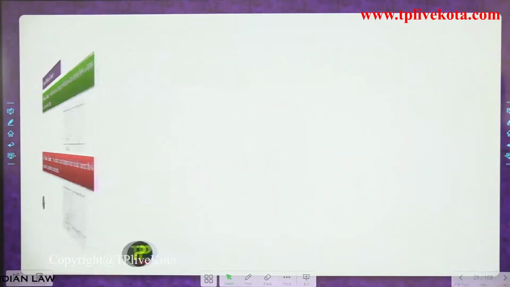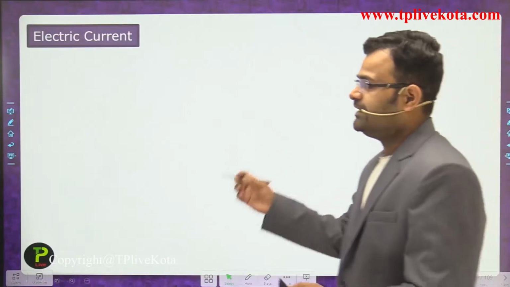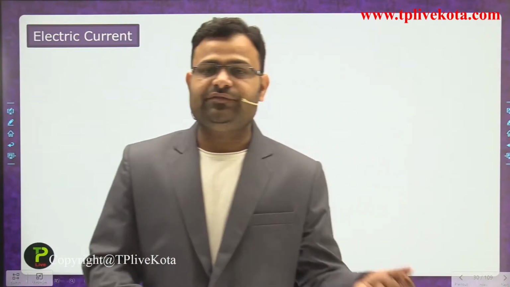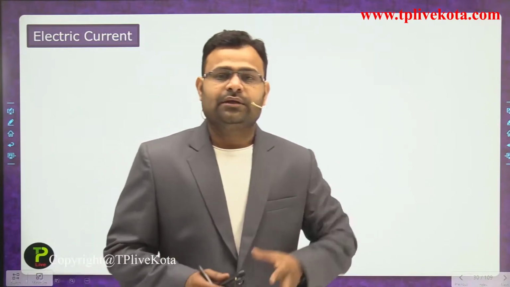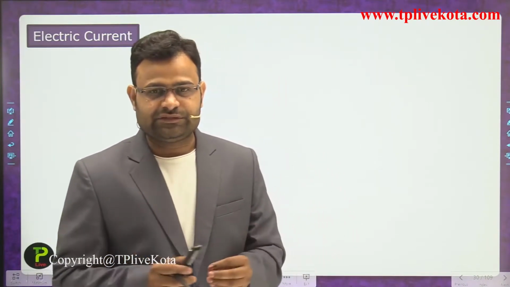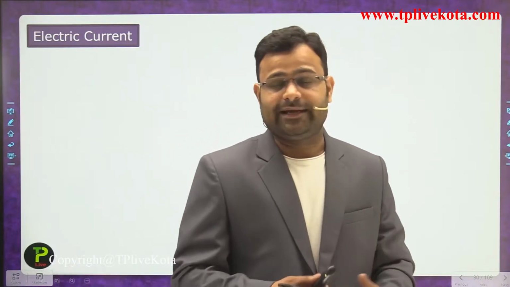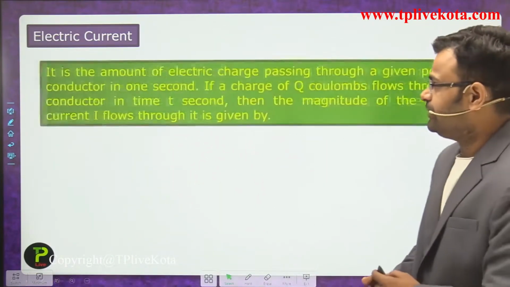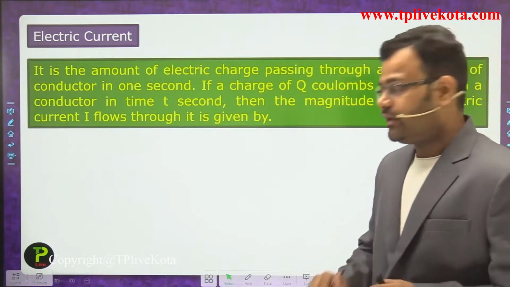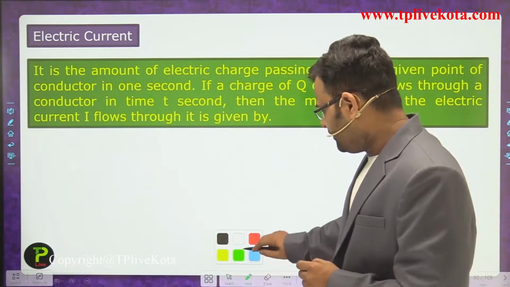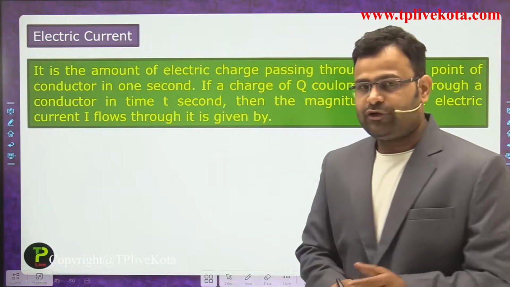Now we are moving to a new point, that is electrical current. Previously we discussed that when the circuit is complete and the switch is closed, current will flow. So what is current, guys? Now write the definition. It is the amount of electrical charge flowing when a potential is applied across any wire.